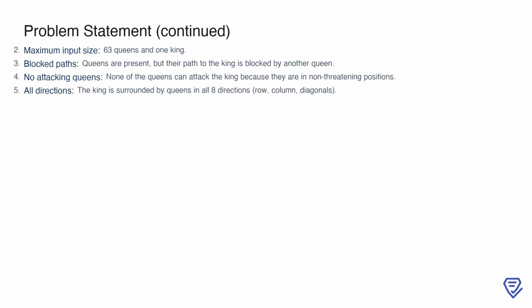Let's now consider the constraints and edge cases for this problem. The board can have up to 63 queens and 1 king, ensuring no two queens share the same position and the king's position does not overlap with any queen. For edge cases, think about scenarios such as having only one queen, the maximum number of queens, or queens whose paths to the king are blocked. Additionally, there may be situations where no queens can attack the king, or the king is surrounded by queens in all 8 directions. These constraints and edge cases ensure the problem is well defined and prepares you to handle a variety of input scenarios effectively.